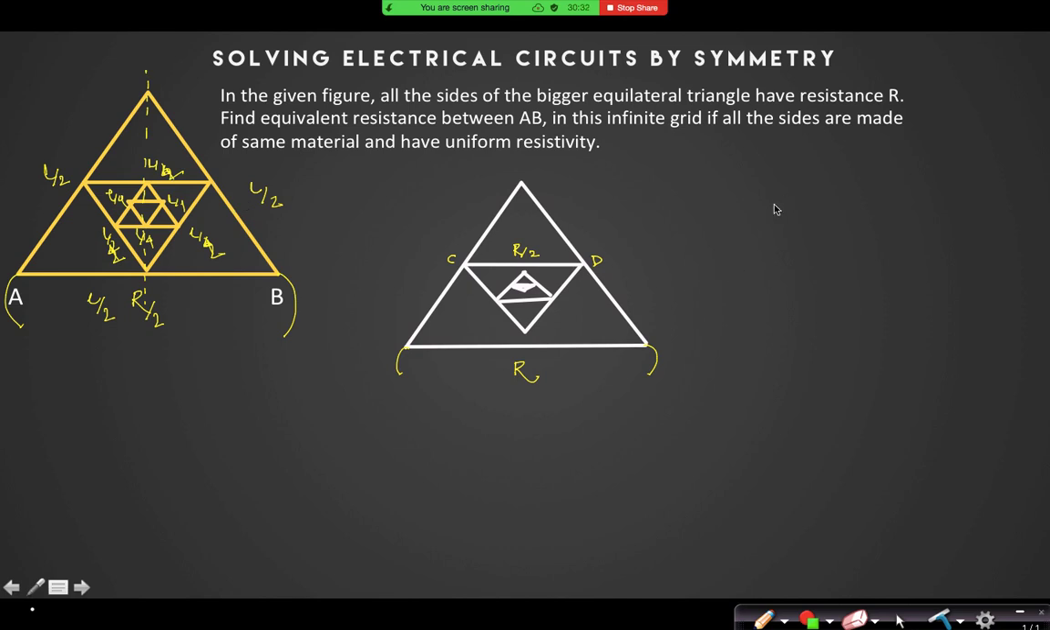Now it is very easy. If I say that, okay, this R I cannot assume. Let us assume R prime. All the sides of the bigger triangle have resistance R, right? All the sides of the bigger triangle have a resistance R. So I can now redraw that situation like this.